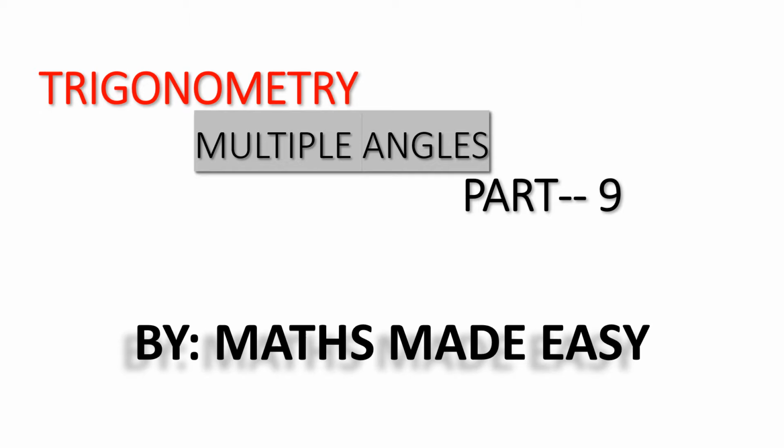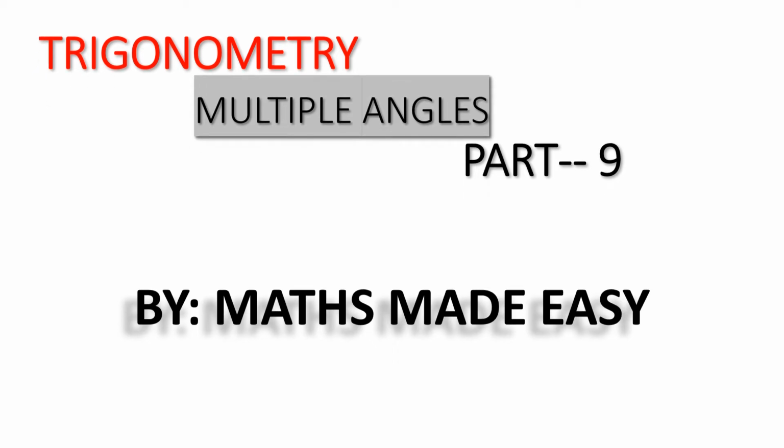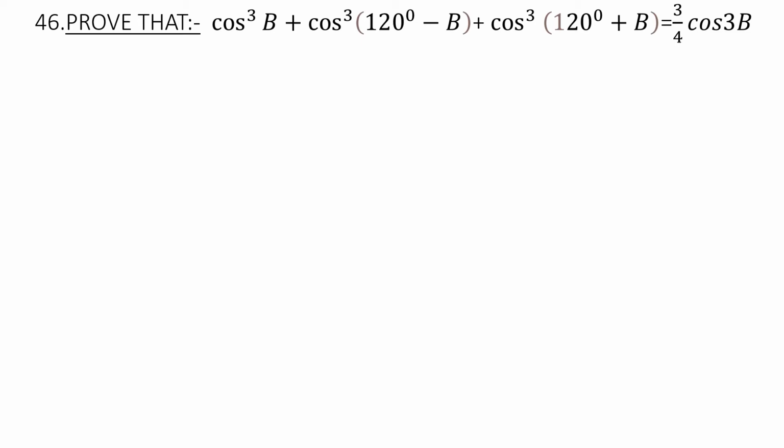So let's continue with our topic on multiple angles part 9. We'll begin with question number 46. So here comes question number 46. So we have a question. Prove that cos cube b plus cos cube 120 degree minus b plus cos cube 120 degree plus b is equal to 3 over 4 cos 3b.